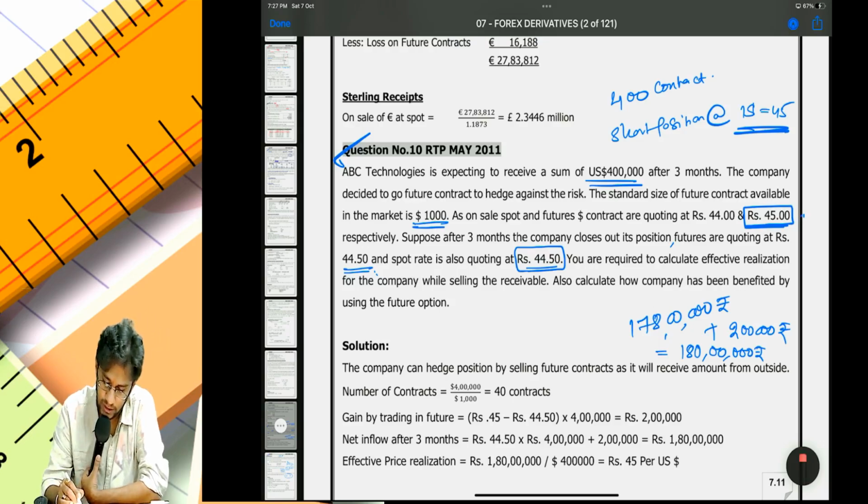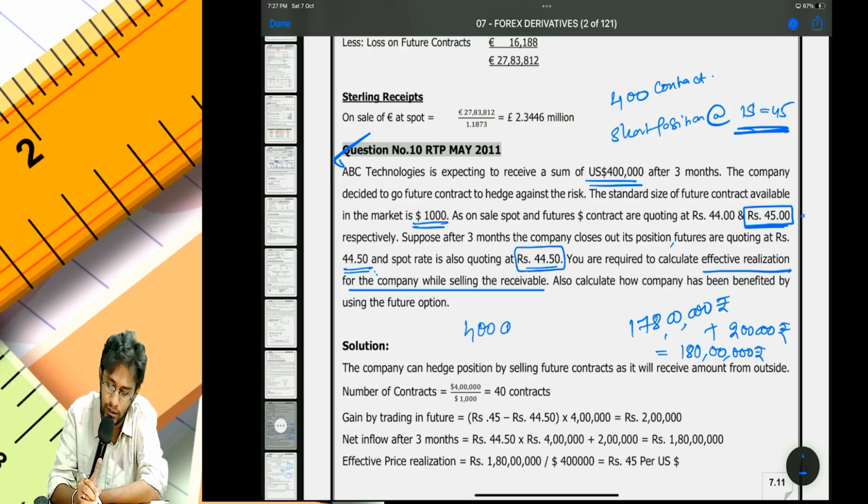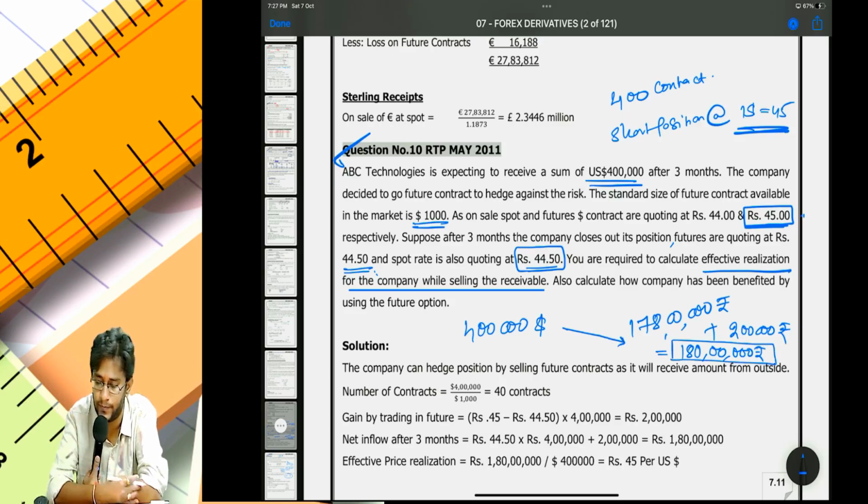You are required to calculate the effective realization for the company while selling the receivable. What does effective realization mean? Ultimately, 4 lakh dollars got converted into how much money? 180 lakhs. Divide 180 lakhs by 4 lakh dollars. That will be how much? 45. And 45 is nothing but what? The futures price.